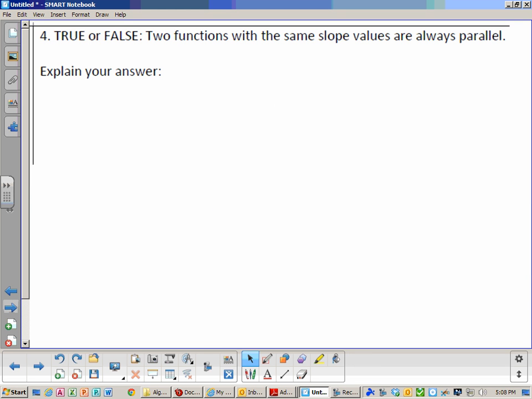True or false? Two functions with the same slope values are always parallel. Explain your answer. Now, if you really want to judge a statement that two equations with the same slope are always parallel, this is what you could do to test that. If you don't know it, true or false, this is what you could test, especially since you don't have a graph calculator at home. Here's what you could do.